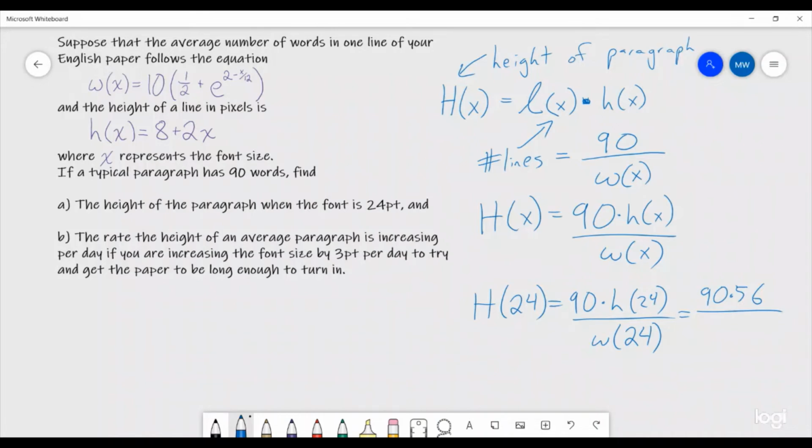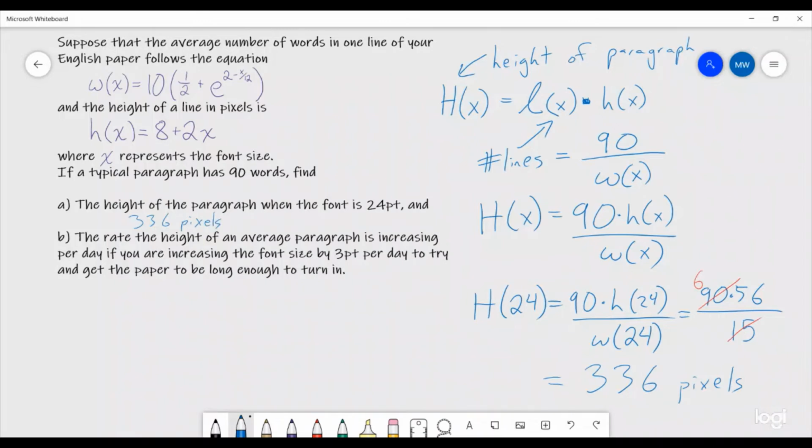And when we plug 24 into the width, we get 10 times 1/2 plus e to the 2 minus 2. So that's 10 times 1/2 plus 1. So that's 10 times 1.5, so that's 15. Well, 90 over 15, those divide nicely. So that means that the top is a 6. So the height at 24 is 6 times 56, or 336 pixels. So that is how tall this paragraph is going to be. So the height of the paragraph when the font is 24 point, that is 336 pixels.